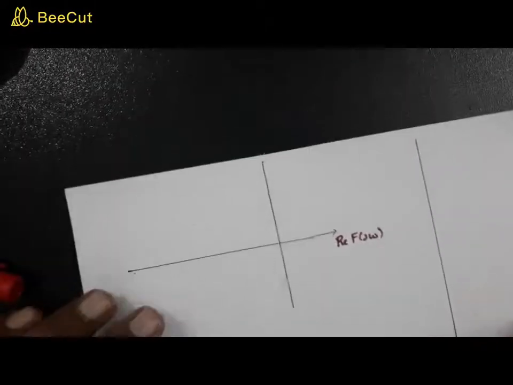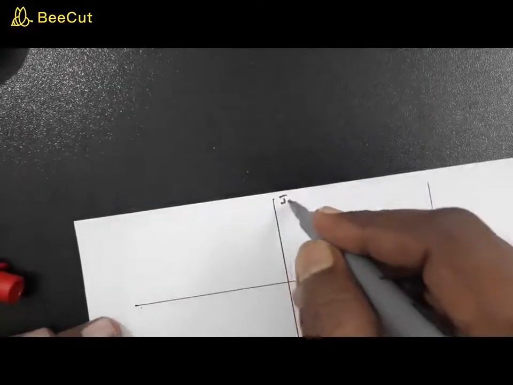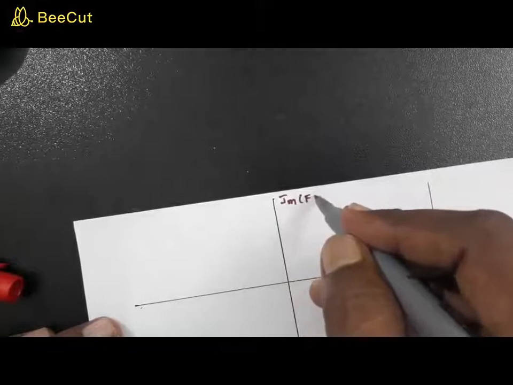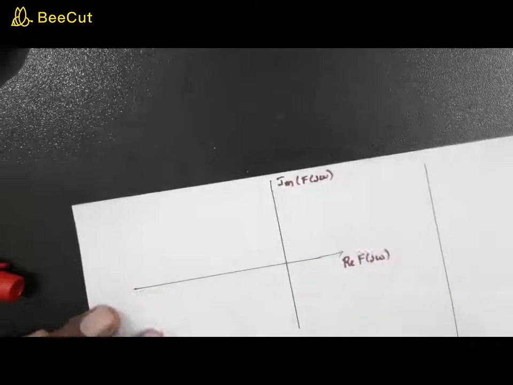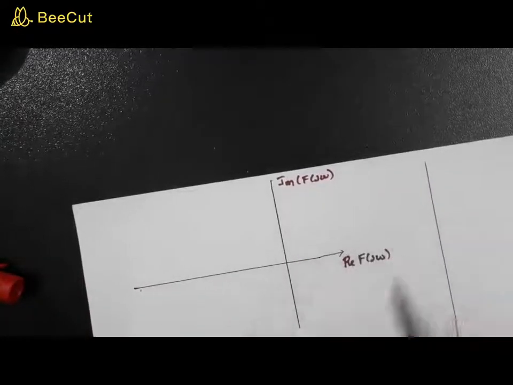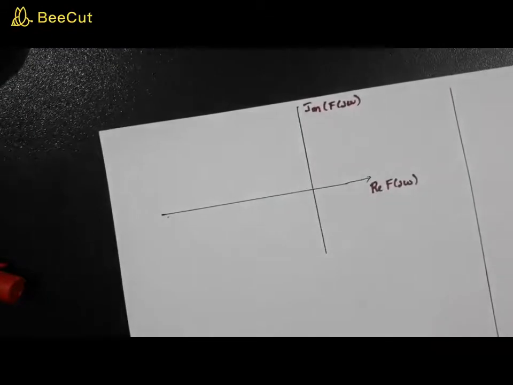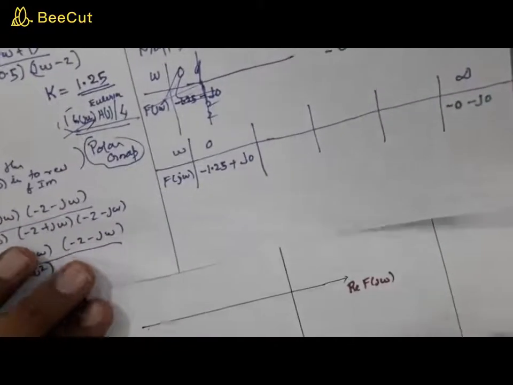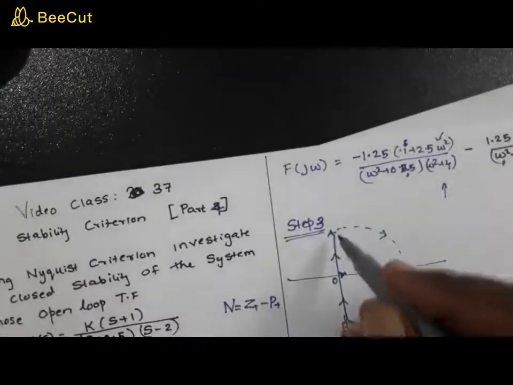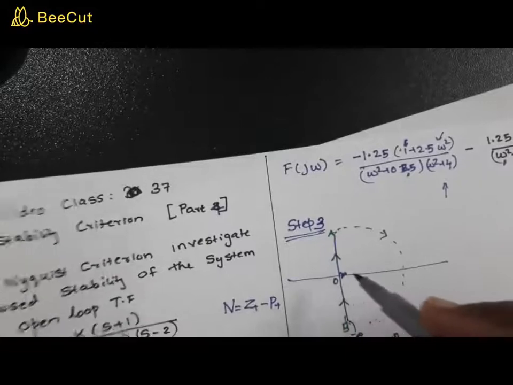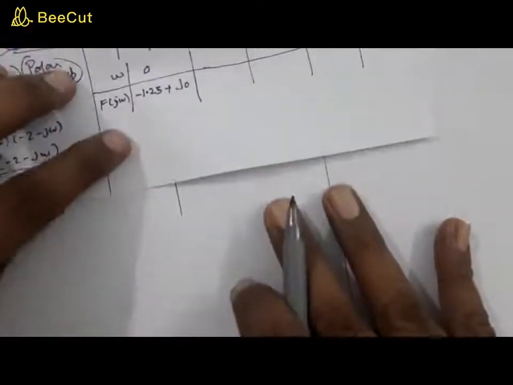So real of F of j omega and imaginary of F of j omega. You need to show this point. Okay, now let's try to draw this. So we got actually 2 points corresponding to omega. What we are doing is plotting or mapping this segment OA, those are the 2 points, O and A.